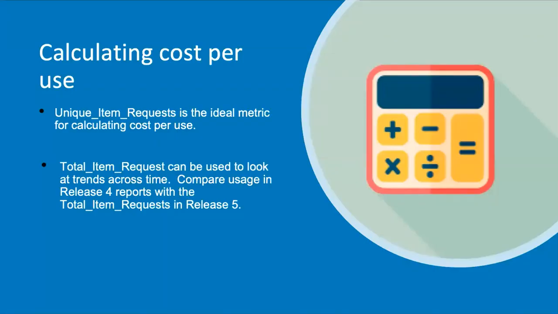Counter is really recommending using the unique item request as the metric for calculating cost per use. That said, it's understood that every individual institution and organization might want to determine what they're counting for cost per use differently. It might be that you want to count the unique investigations, or you might want to count the total investigations of an article to calculate your cost per use.